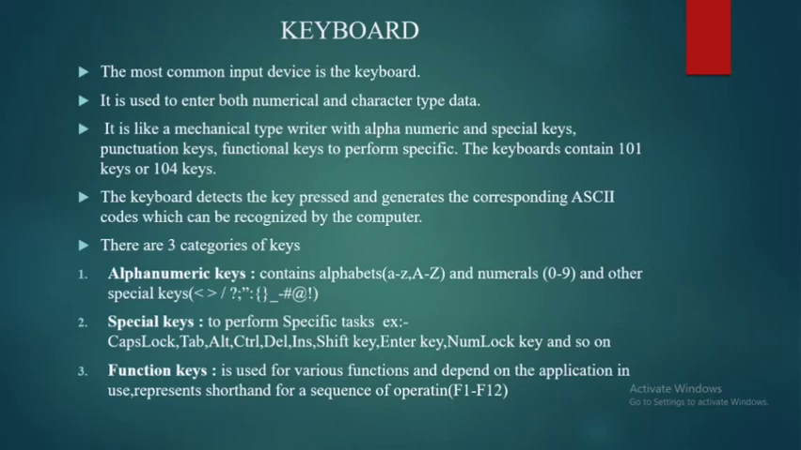Okay, so here we have three categories of keys: alphanumeric keys, special keys, and function keys. Okay, so three type ide: alphanumeric, special ಮತ್ತೆ function keys. So as the name indicates, what is alphanumeric? It contains alphabets and numerals. So A to Z capital letters ಮತ್ತೆ small letters, and then numerals, that is 0 to 9. Okay, and other special keys: greater than, less than, forward slash, question mark, and all other punctuations. So this is regarding alphanumeric keys.